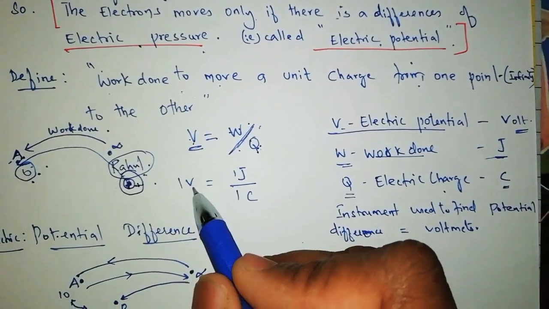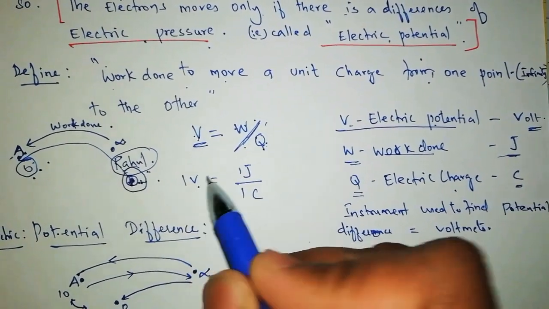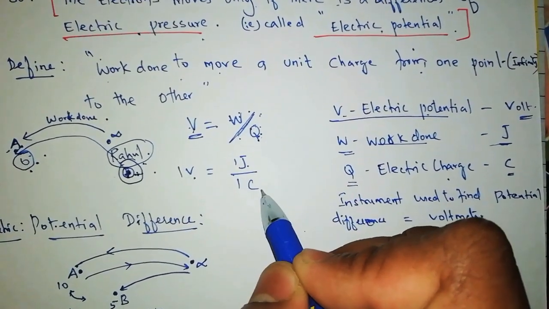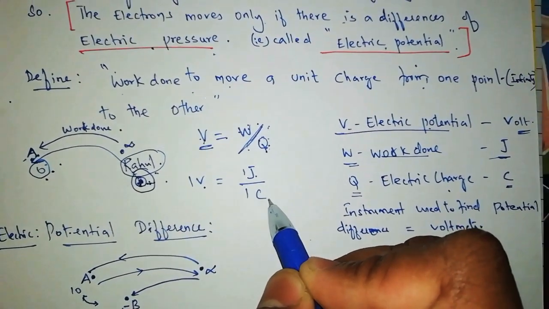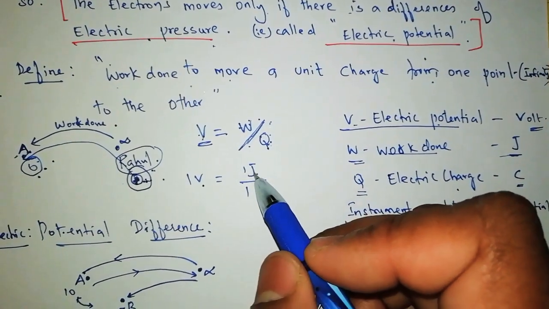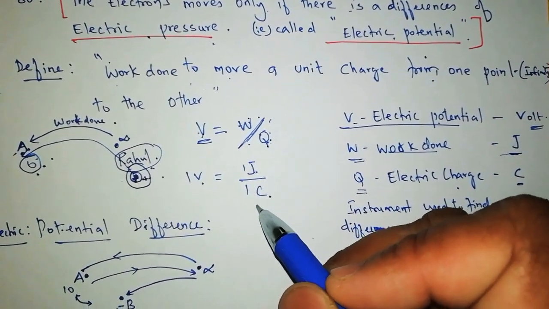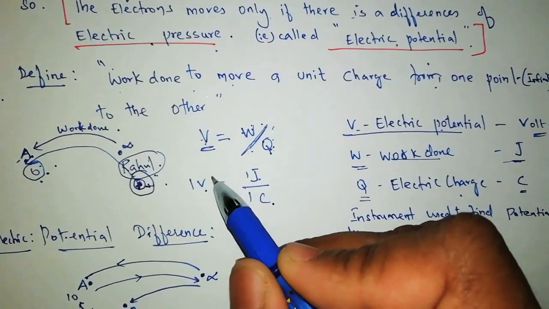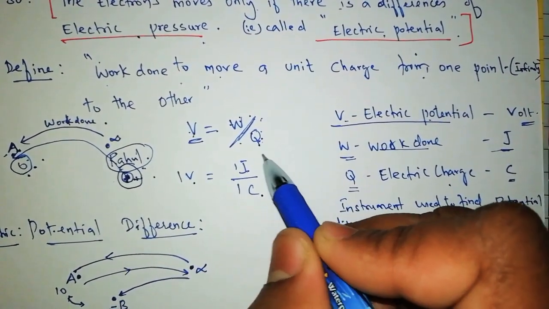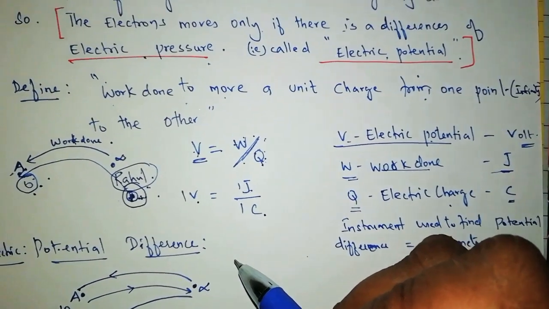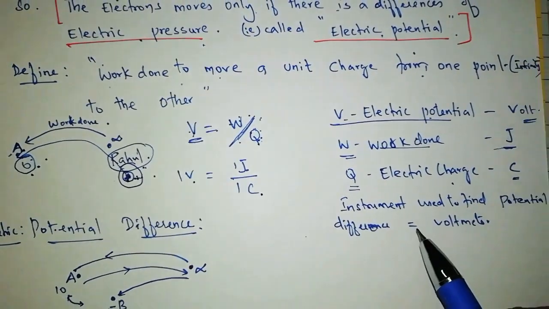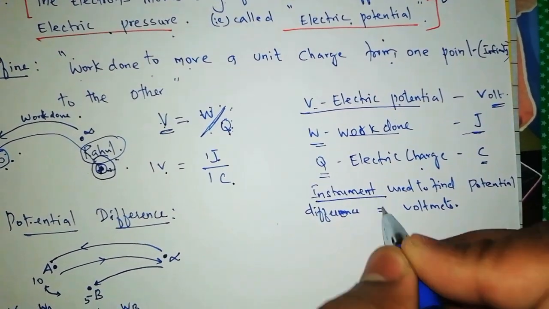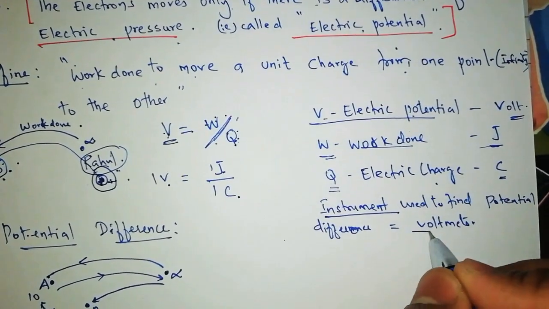Electric potential is denoted by volt. 1 volt is equal to work done, represented by joule, divided by Q, represented by coulomb. So 1 joule of work done upon 1 coulomb is said to be an electrical potential. You understand that? And the instrument used to measure this electrical potential is called a voltmeter.